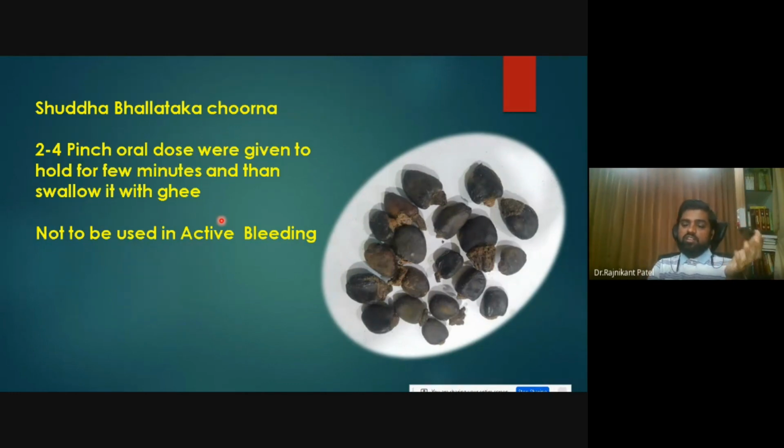Otherwise, Vidradhi is a Raktagata Vyadhi, and Rakta is the sthana of Pitta. Using Bhallataka directly may aggravate the condition. So we should keep this in mind. To reduce the Ushnata of Bhallataka, we advise them to swallow it with ghee, or cow ghee. This will counter any side effect.